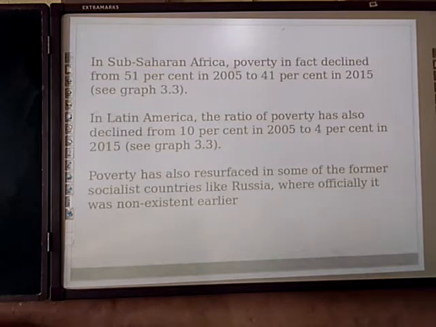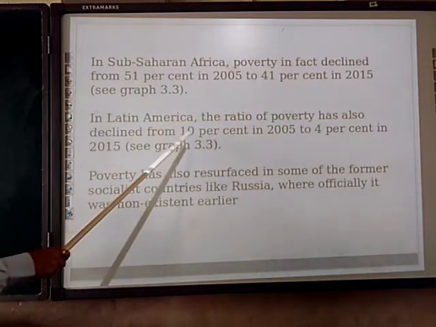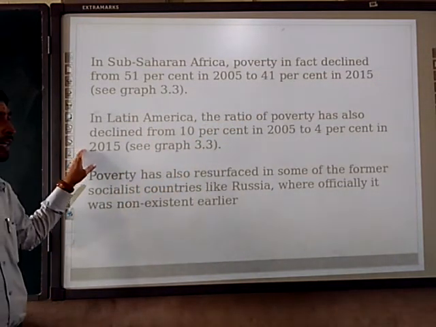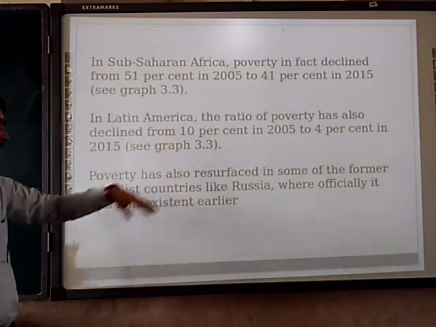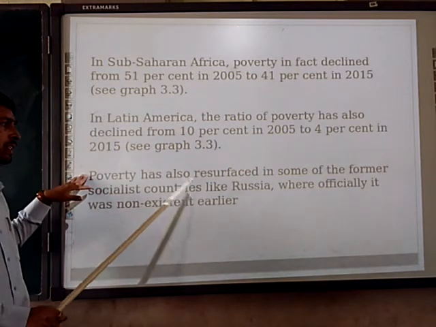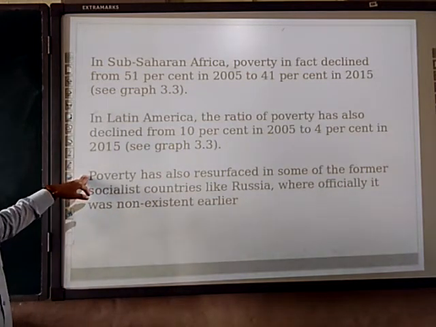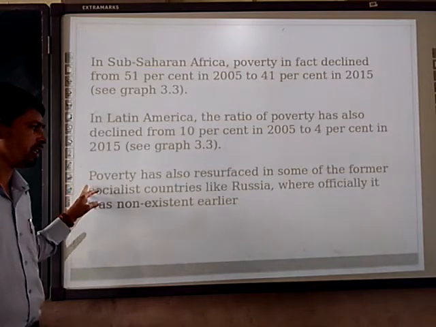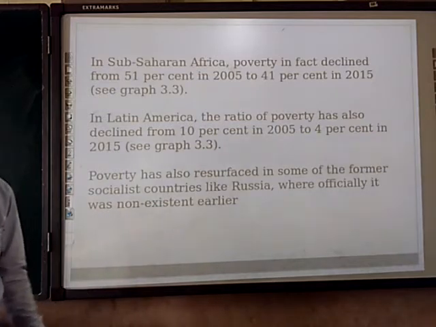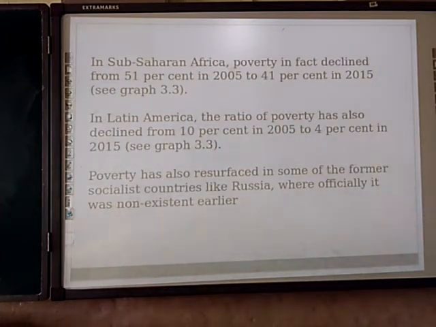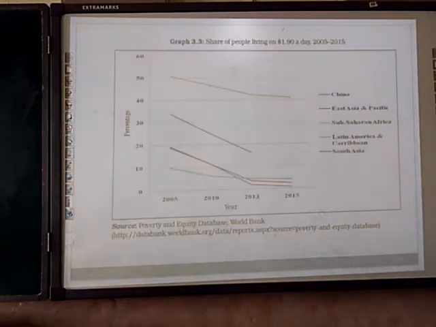From there you can observe it and do the questions placed after that. In Latin America, the ratio of poverty has also declined from 10% in 2005 to 4% in 2015. Again, see graph number 3.3. Poverty has also resurfaced in some of the former socialist countries like Russia, where it was officially non-existent earlier. After that we are going to see graph number 3.3.